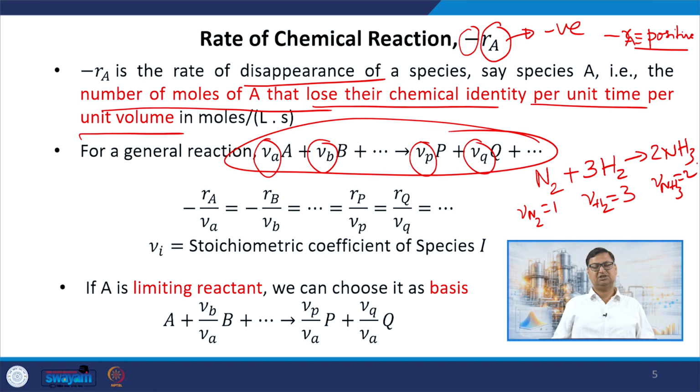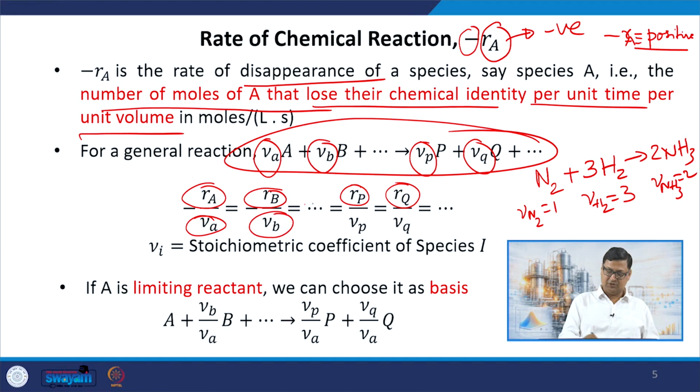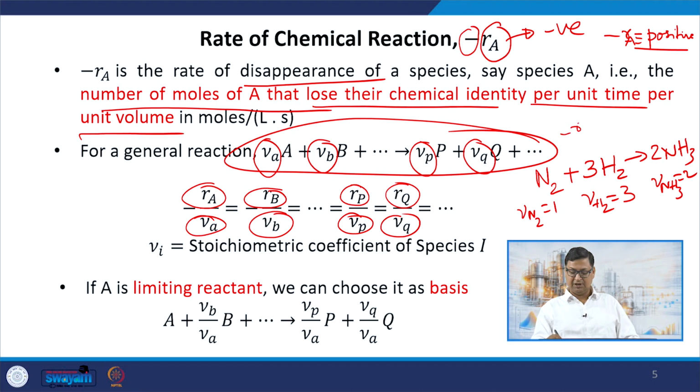This is like the number of molecules or moles participating in a reaction. And by simple stoichiometry, we can relate the rate of disappearance of the reactants and the rate of formation of the products. They are equal if we divide them or normalize them with the corresponding stoichiometric coefficient, right? So, in this case, for example, minus R N2 by 1 is equal to minus R H2 by 3 is equal to R NH3 by 2.